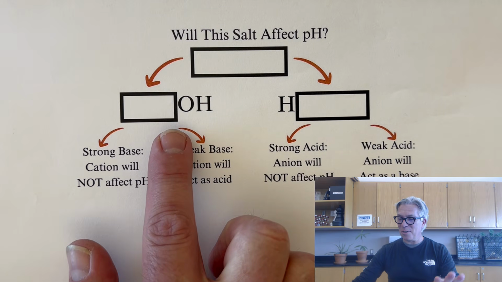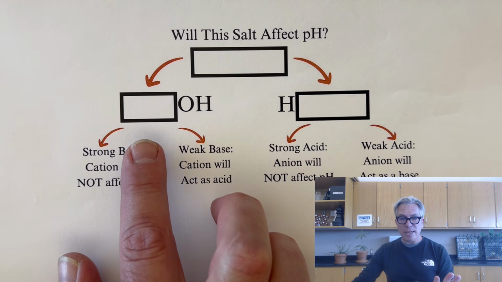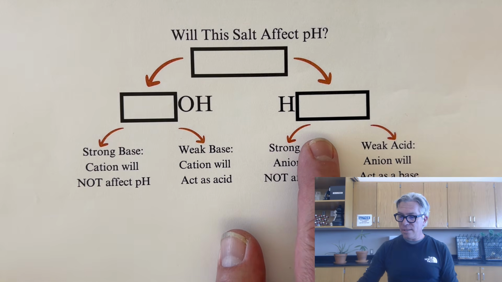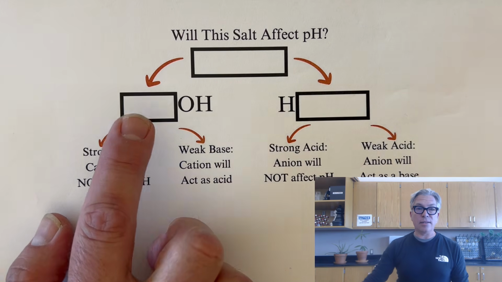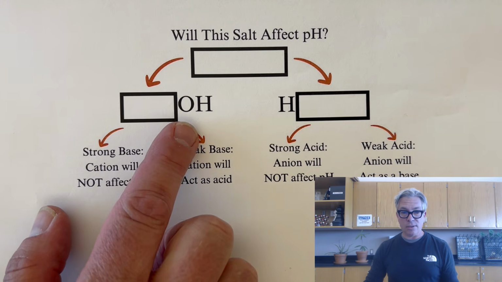Sorry, let me start over. And then ask yourself, is this a strong base or a weak base? And is this a strong acid or a weak acid? If it's a strong base, that means that cation is the conjugate of a strong base, and it's not going to want to get back together with an OH, so nothing's going to happen.